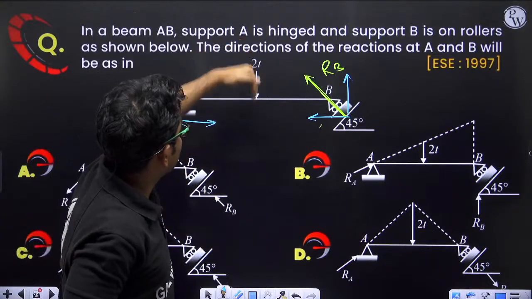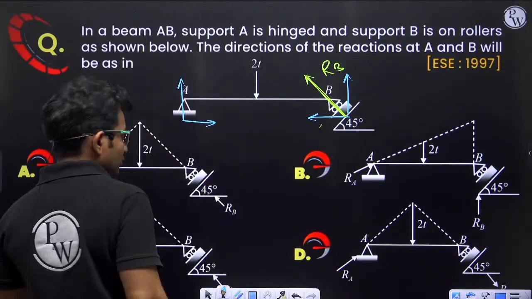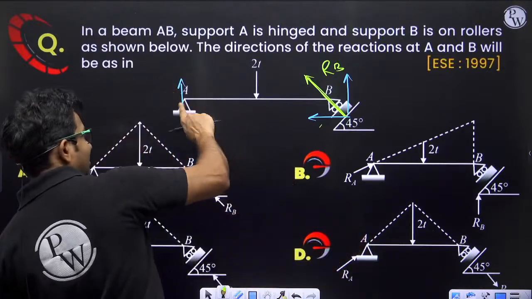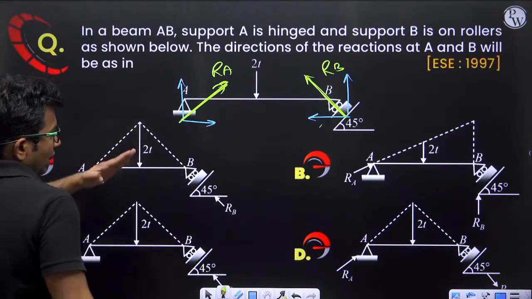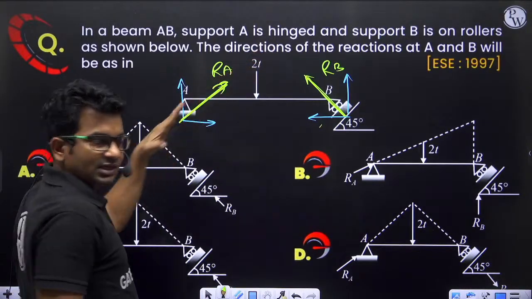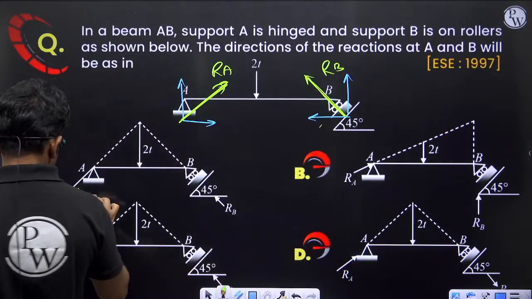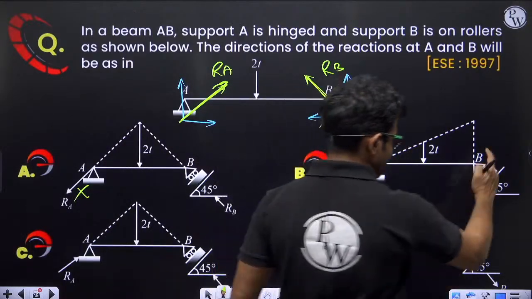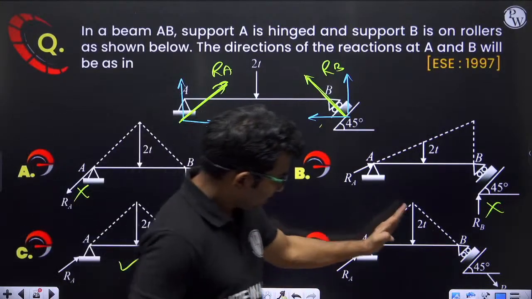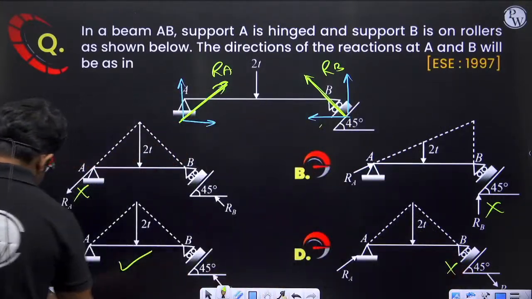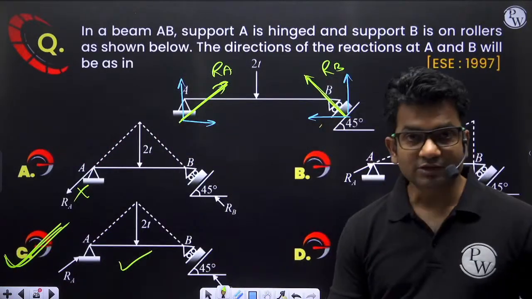And obviously because of this 2-ton, some vertical reaction will be here, some vertical reaction will be here, like this. So resultant RA at this support will be like this. Resultant at RB will be going like this. Let us see. RA in this direction, wrong. RA here, RB here, wrong. RA here, RB here, like this. This is correct. RA like this, RB like this, wrong. Okay, so correct answer will be option C. Option C is the correct answer. Clear? Let's move on to next question.